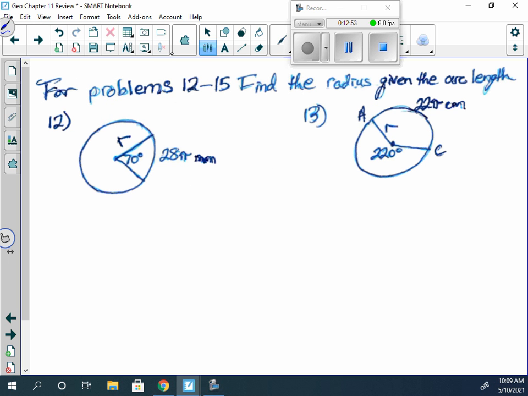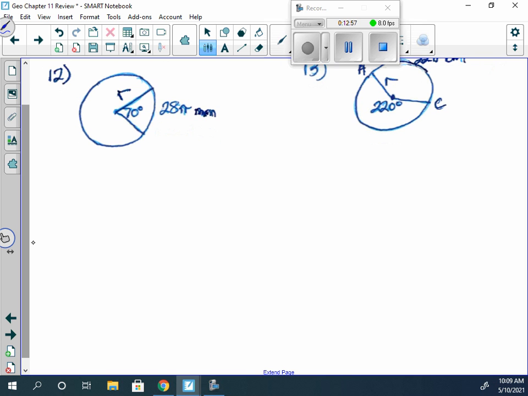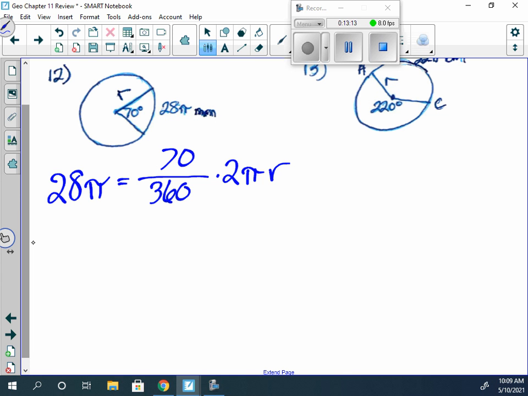Find the radius given the arc length. So when we look at this here, we're told that the arc length is 28 pi millimeters, is equal to the arc degree, which is, well, we can combine these to make it a little bit easier to work with. 28 pi is equal to, well, we can do 70, all this multiplied together, pi. Seven pi over 18 r.